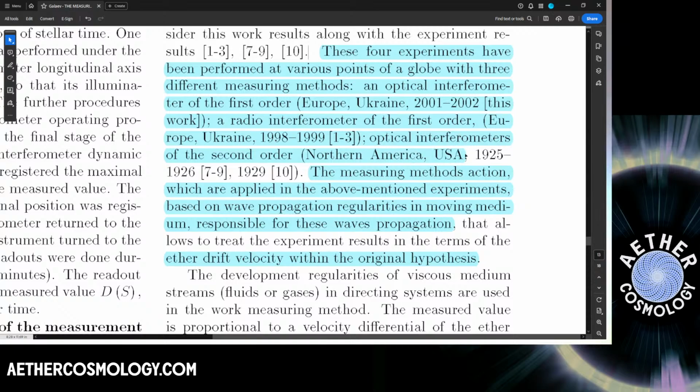So this is Miller here, 1925 to 26, and then 1929. The measuring methods applied in the above mentioned experiments are based on the wave propagation regularities in the moving media responsible for these wave propagations.